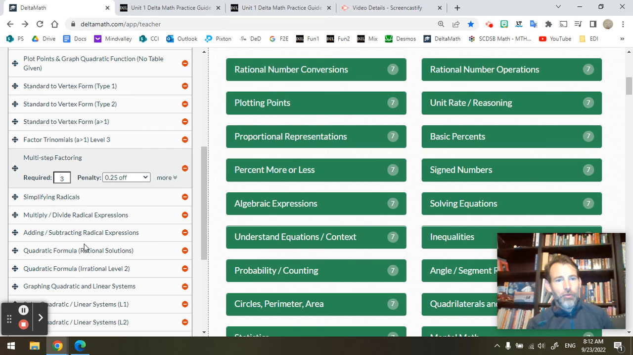Here we are looking at working with radical expressions. So these three topics: simplifying, multiplying and dividing, and adding or subtracting. So let's take a look.